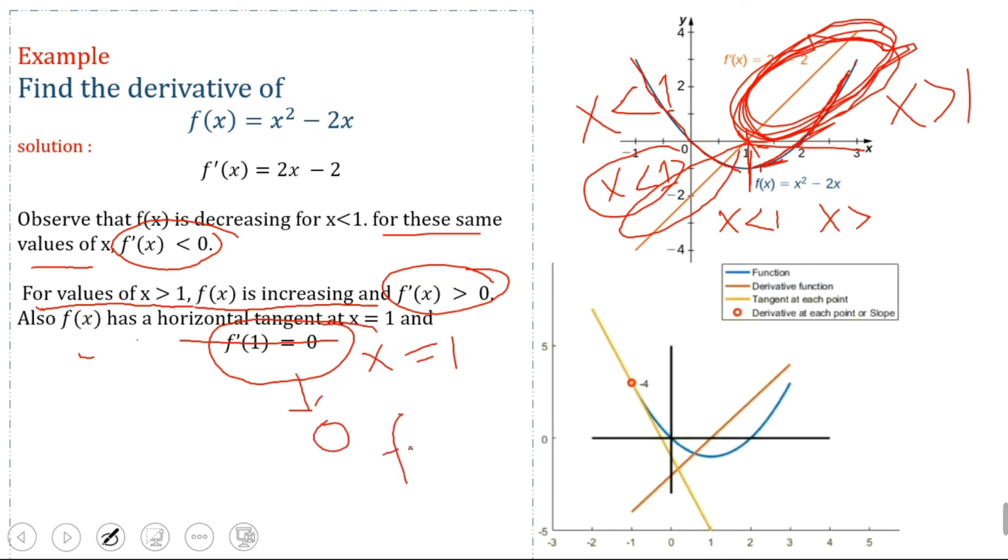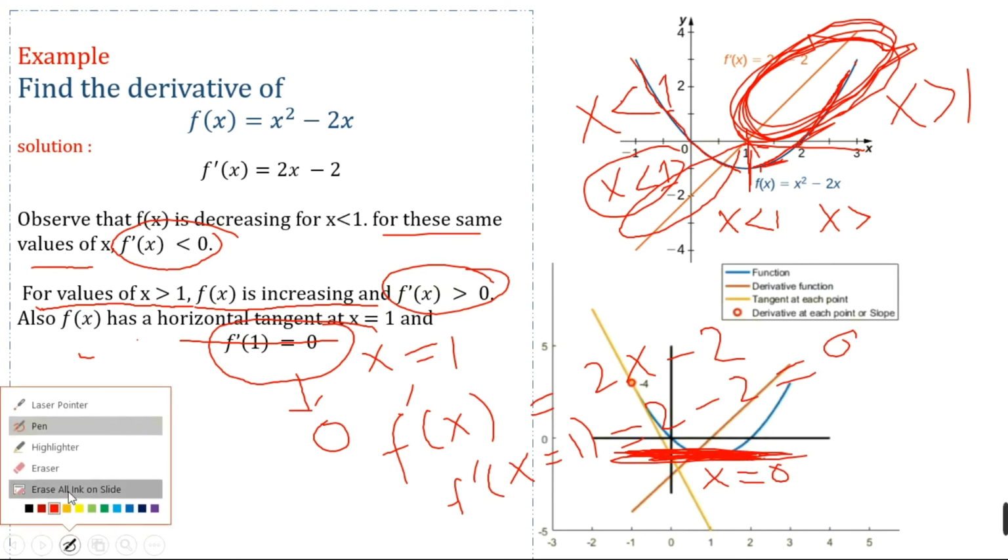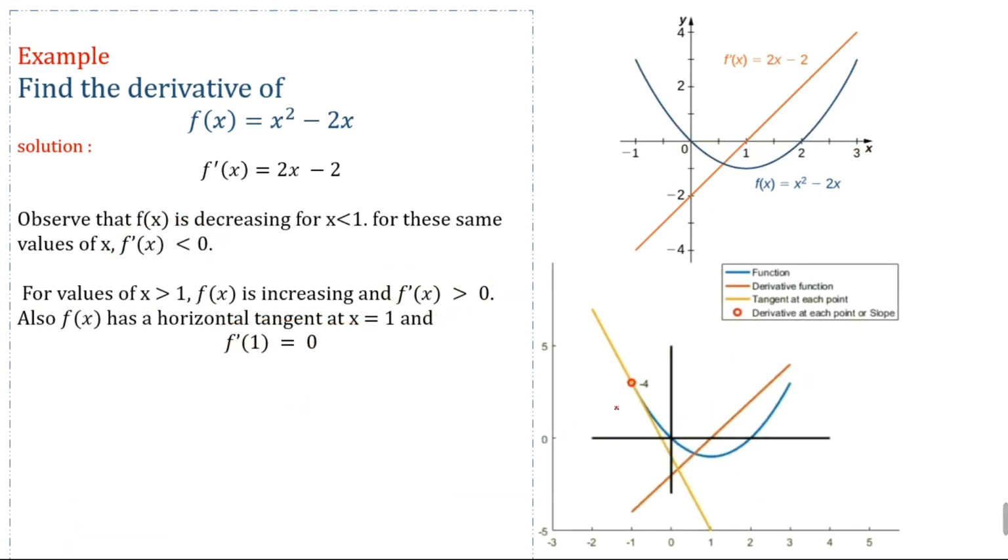Here we have a function where the derivative f prime of x is 2x minus 2. If we put x is equal to 1, we get 2 minus 2, which is 0, and at this point the tangent at x is equal to 1 will be horizontal. So we see the tangent at each point of the function.